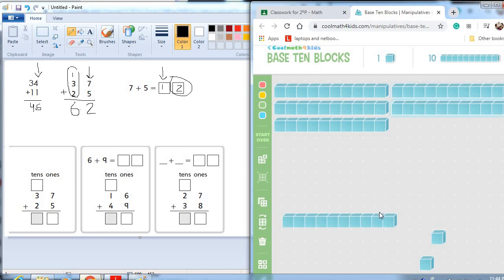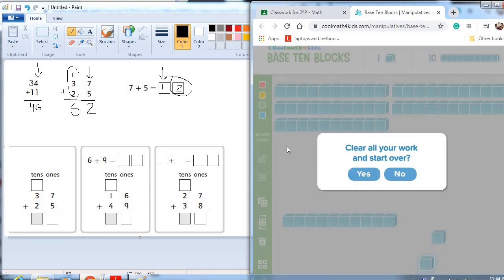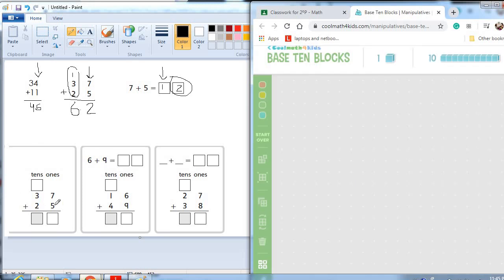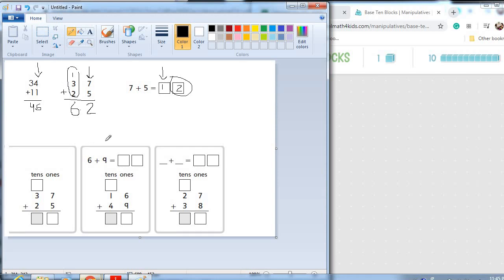4, 5, 6 tens, and 2 ones. I did it with 37 and 25. Let's do this with 16 and 49. Y ahora nosotros hace con esto pregunta.